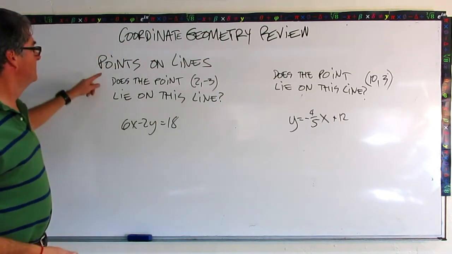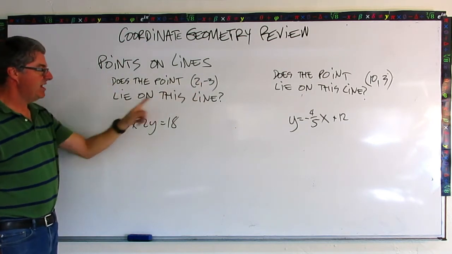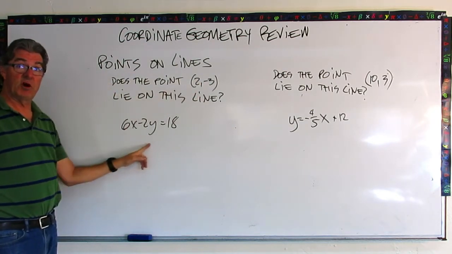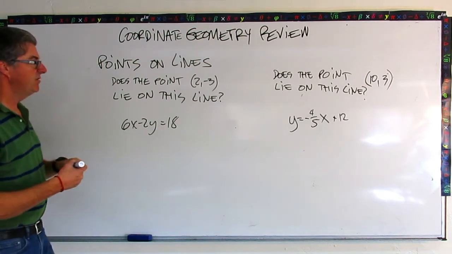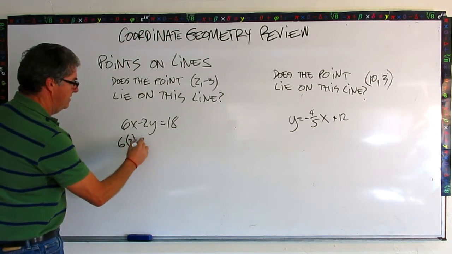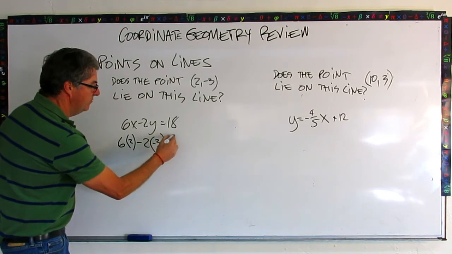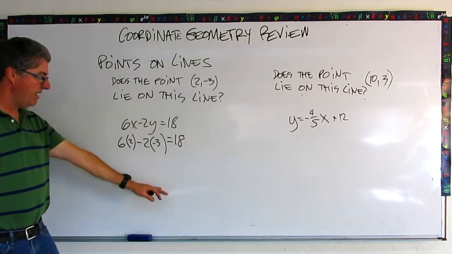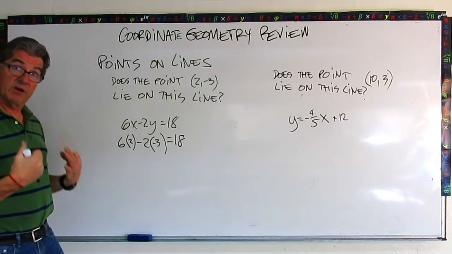So check this out. Points on lines. Does the point 2, -3 lie on this line? Here's a general form equation for a line. So what do we do? We plug in the x value, the 2 for x, and then we plug in the y value, -3 for y. We bring our 18 on down, and we work our math. And if this side ends up being 18, then we're good. If not, we're not good.